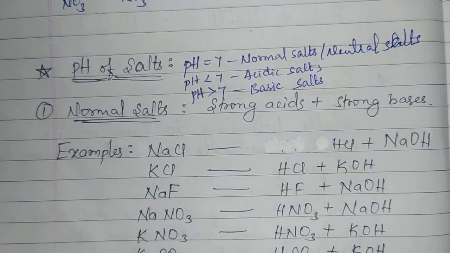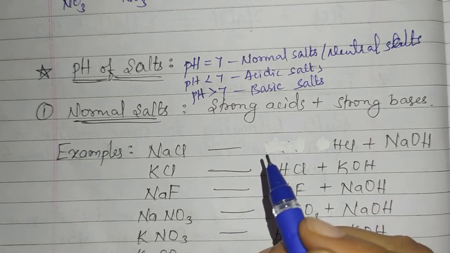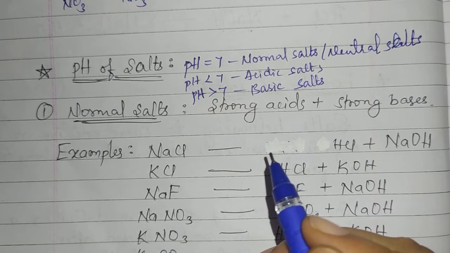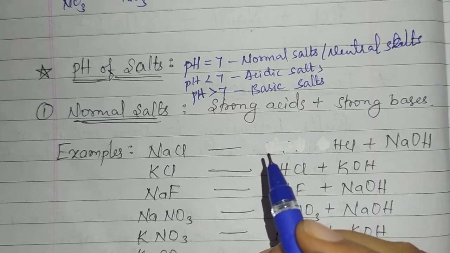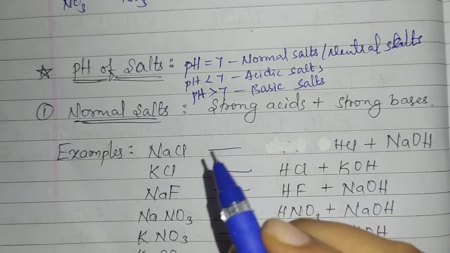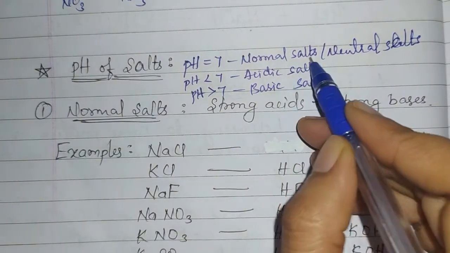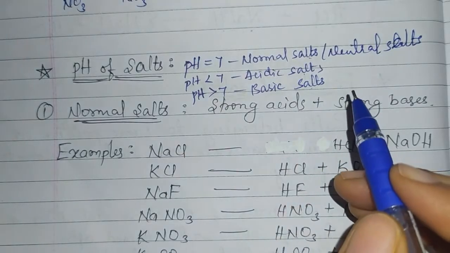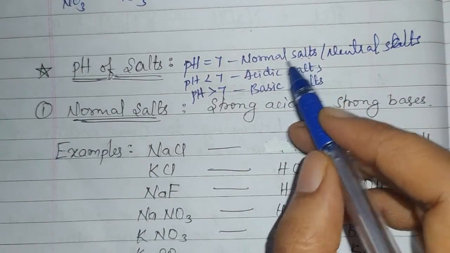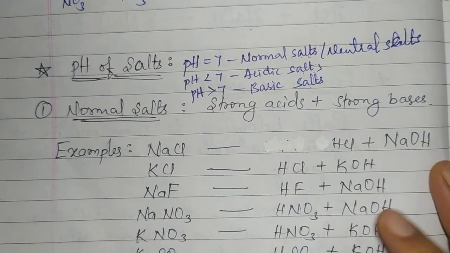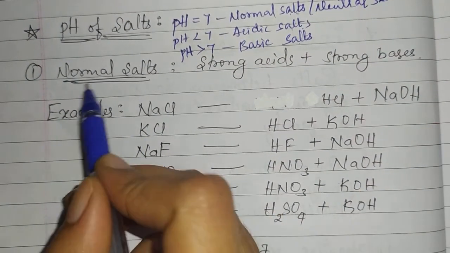We can measure the pH of these salt solutions by using pH papers and find out the pH of these salts. On the basis of their pH values, salts are categorized into normal or neutral salts, acidic salts, and basic salts. Let us see how normal salts are formed, how acidic salts are formed, and how basic salts are formed. First we will see the normal salts.